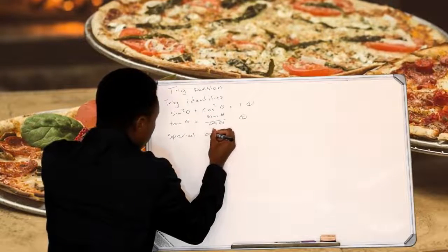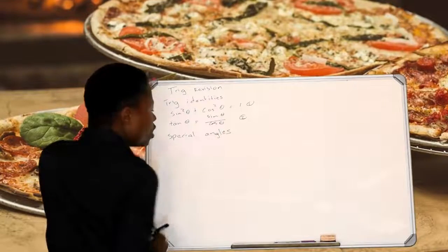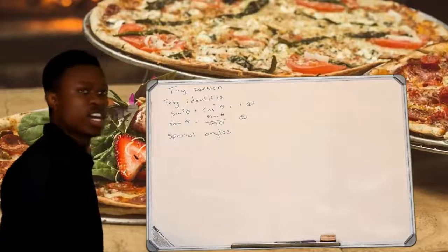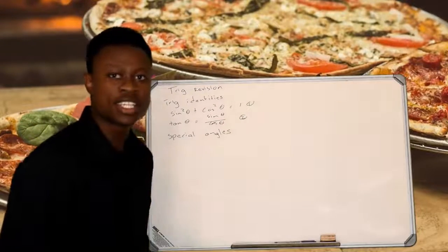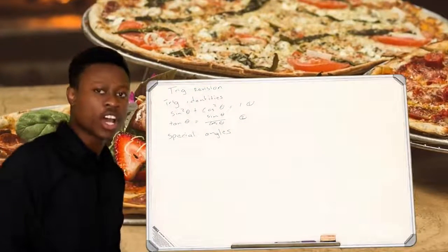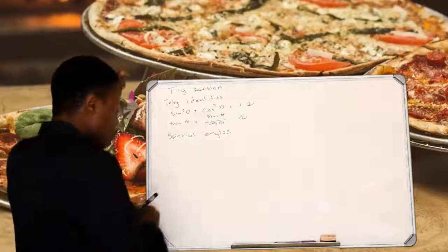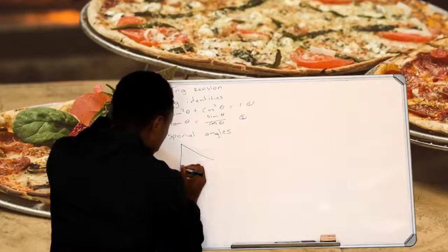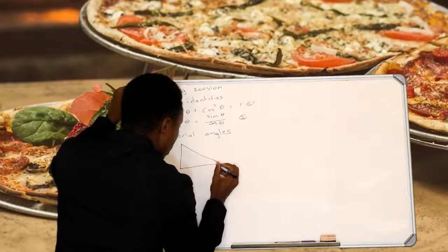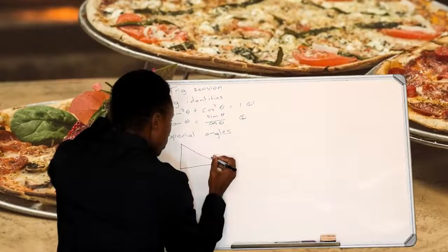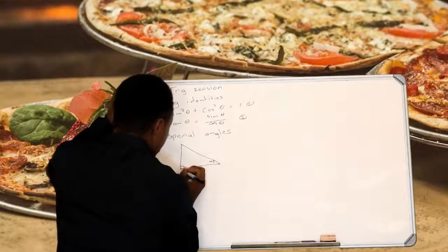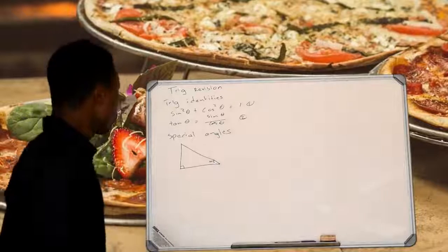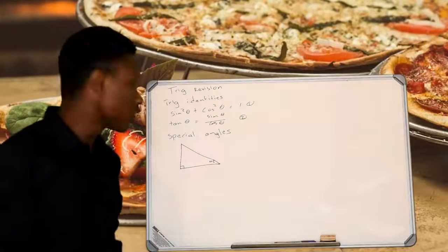Okay, so next, let's look at special angles. What are special angles? I'm pretty sure you remember what they are. It's the one with the 30-60 triangle and the 45 triangle, right? Let's start with the 45 triangle. My drawings might not be as perfect as you want them to be, but they still have the same meaning, right? So this one is the 45 special triangle, right?